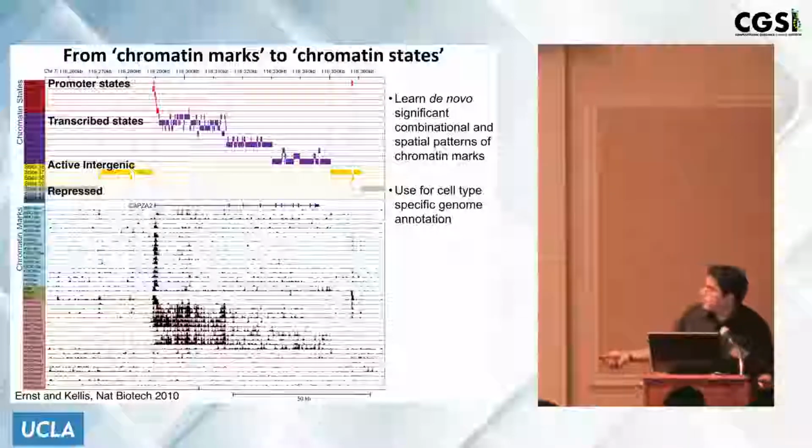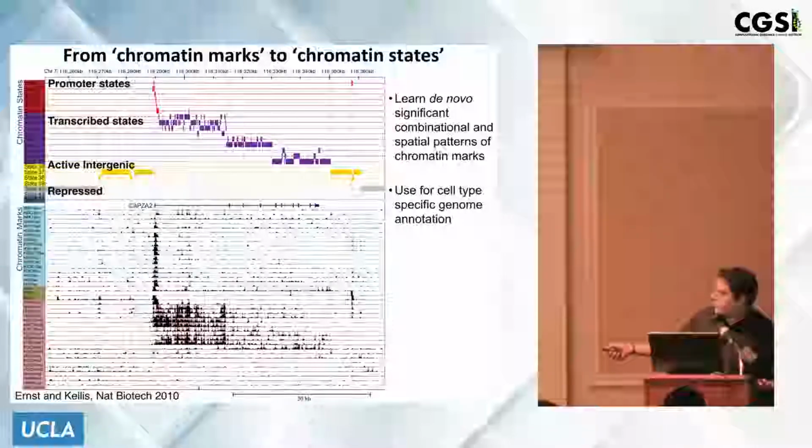So this is another view of what we're trying to do here. We're taking these different tracks of epigenomic maps, and we're trying to reduce them to a single state assignment at each location. And we're going to learn these patterns de novo.